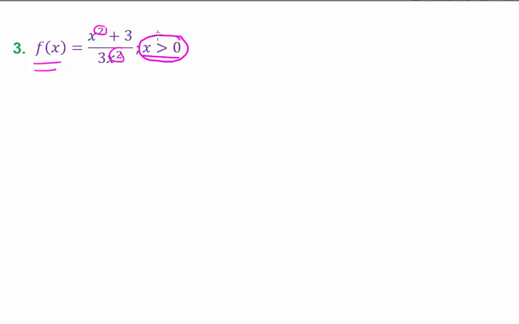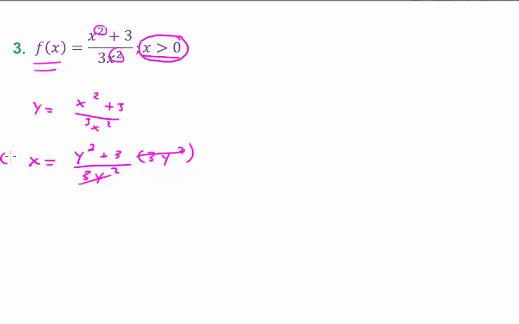All right, so let's go through and do the same exact process we just got done with. We change this over to y is equal to (x squared plus 3) over 3x squared. We then reverse the x's and y's, so we switch them. So this will be x is equal to (y squared plus 3) over 3y squared. Well, I'm going to go ahead and multiply both sides by 3y squared to cancel out the denominator. So now we have 3y squared times x is equal to y squared plus 3.